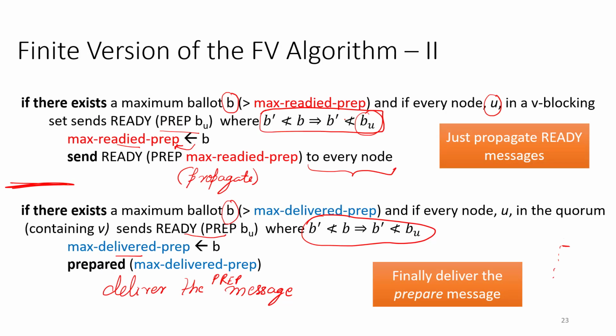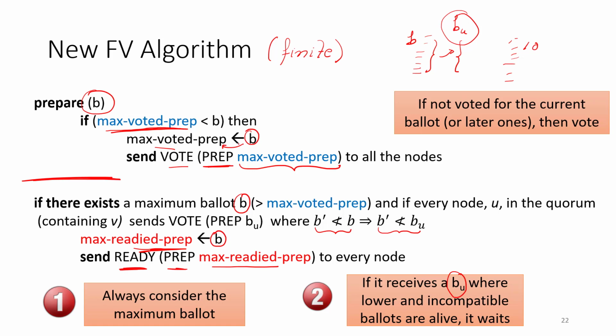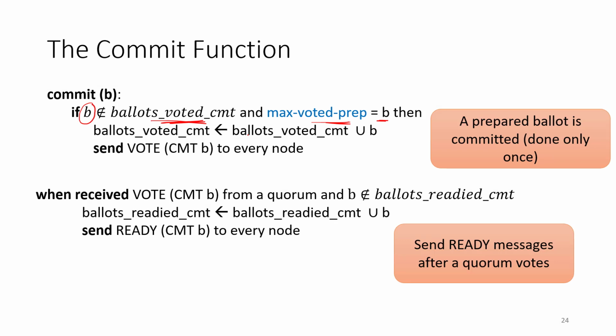So where is max voted prep set? I will show you. It is set over here in the prepare function. So look, if this is what I have prepared, then I decide to commit it. I decide to go to the next step. When I have received vote commit B from a quorum and I have not readied the commit, right? So in this case, I have not voted, and in this case, I have not readied it.